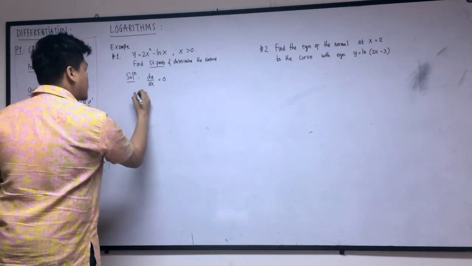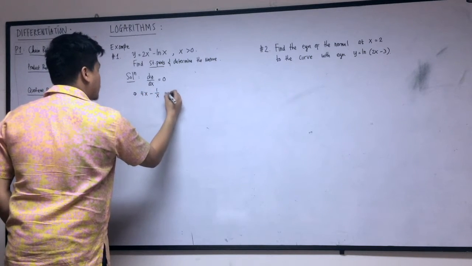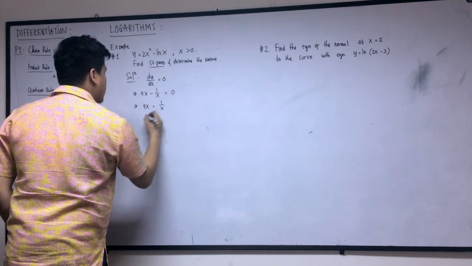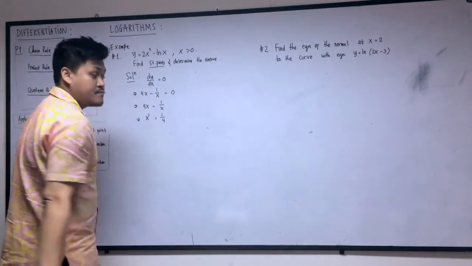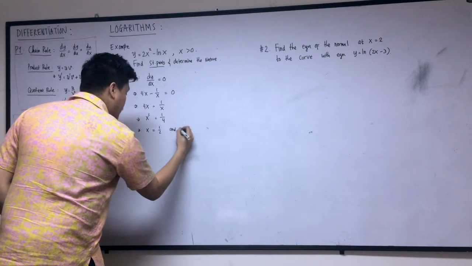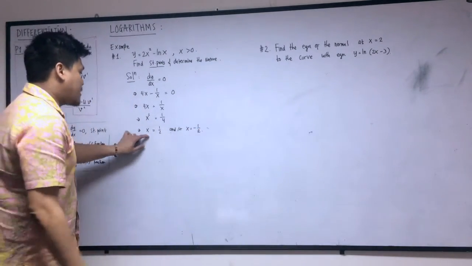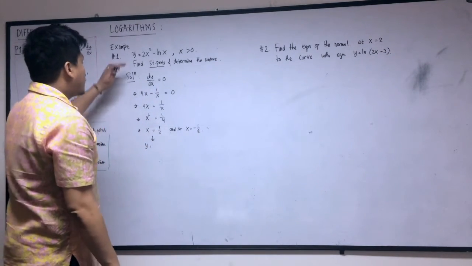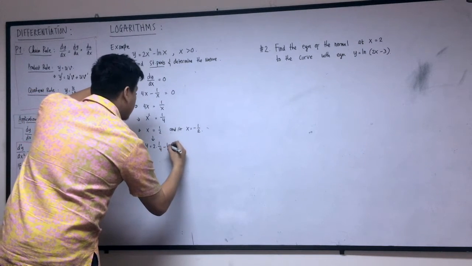So this implies, if you differentiate this, you'll get 4x minus 1 over x equals 0. This will give you 4x equals 1 over x. So x squared is equal to 1 over 4. So x equals a half, and or x equals negative half. So when x equals a half, what is your y? Your y would be equal to 2 times 1 over 4 minus ln half.